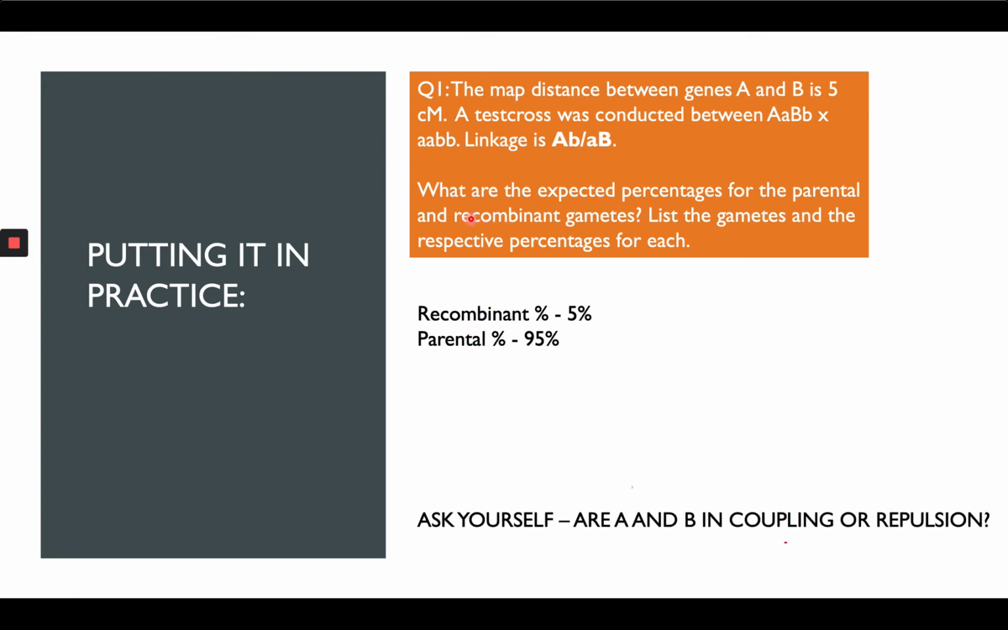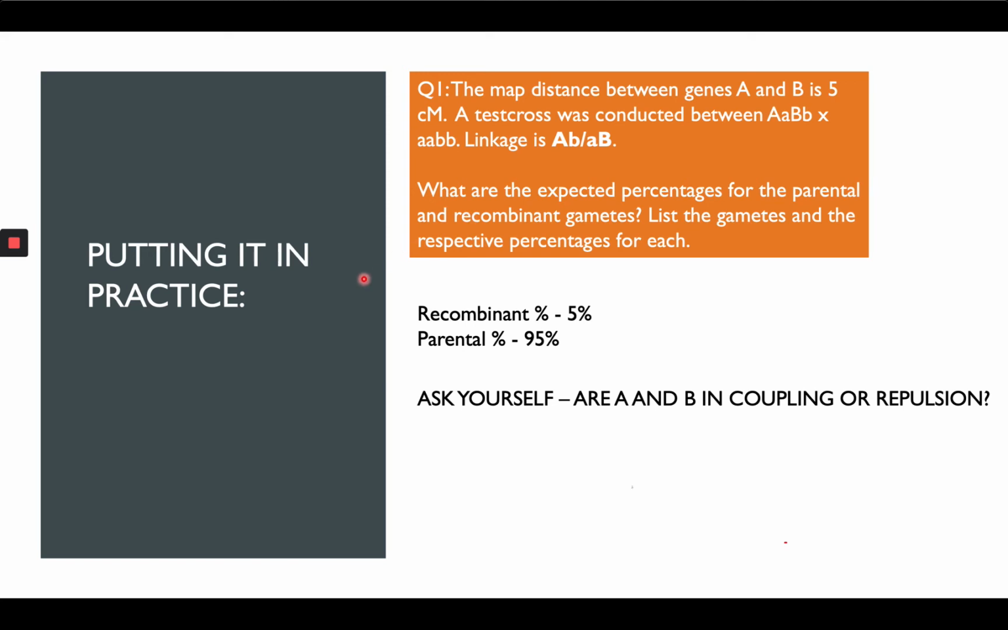What you should do now is this. Ask yourself whether A and B are in coupling or repulsion. Sometimes the question will tell you directly whether or not the genes are in coupling or repulsion, but in this case you're actually given a way to represent the linkage in the question.